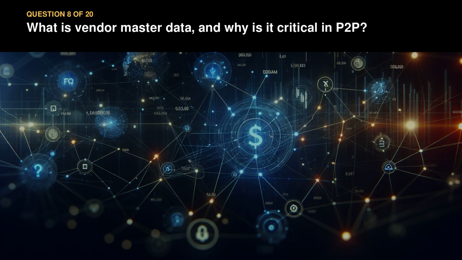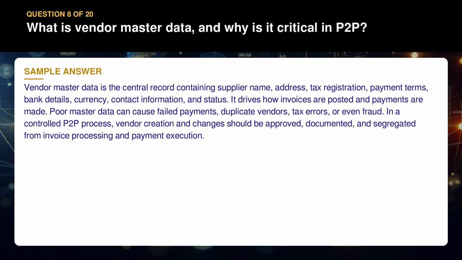Question 8. What is vendor master data, and why is it critical in P2P? Vendor master data is the central record containing supplier name, address, tax registration, payment terms, bank details, currency, contact information, and status. It drives how invoices are posted and payments are made. Poor master data can cause failed payments, duplicate vendors, tax errors, or even fraud.